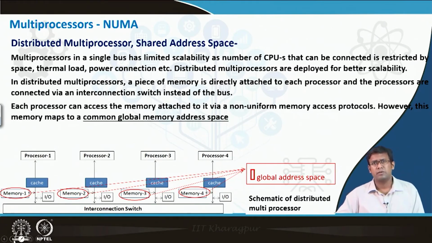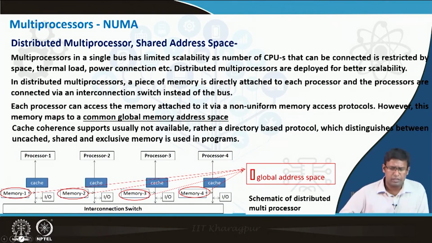Each processor can access memory attached to it via a non-uniform memory access protocol. That means the memory is not uniformly accessible by each processor. Each processor can directly access its own memory, but this memory is mapped to the common global address space. Cache coherence support is usually not available because each has its own cache. Some architectures give a non-uniform memory access cache coherent protocol, but they are very inefficient systems with large overheads.